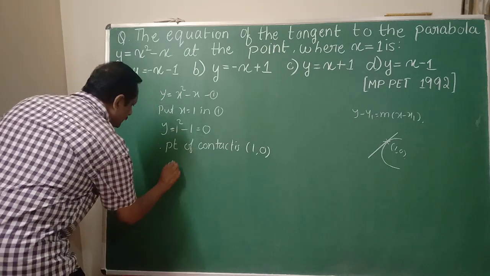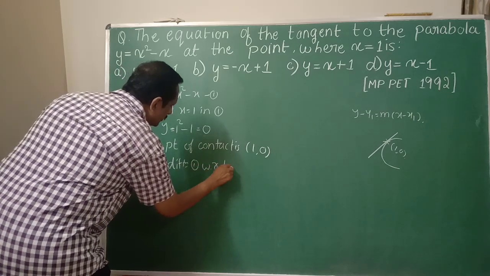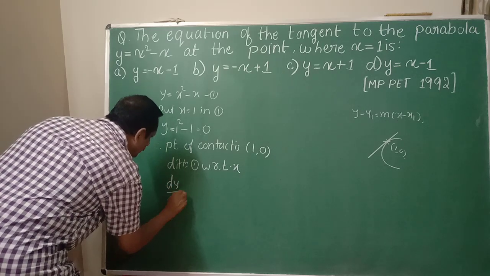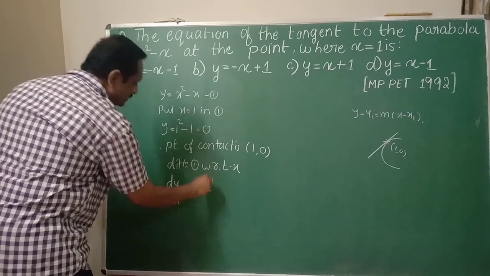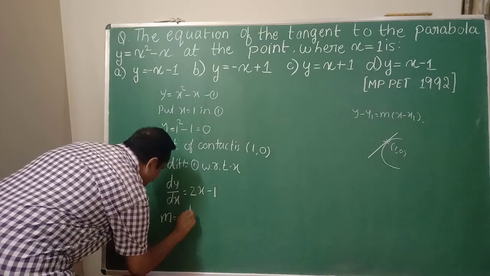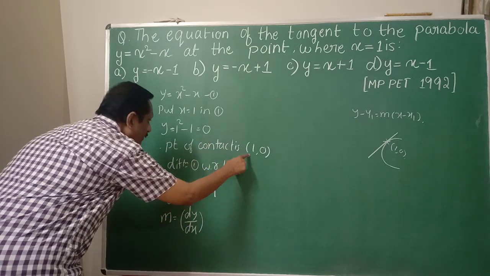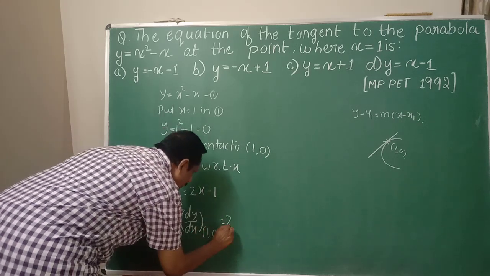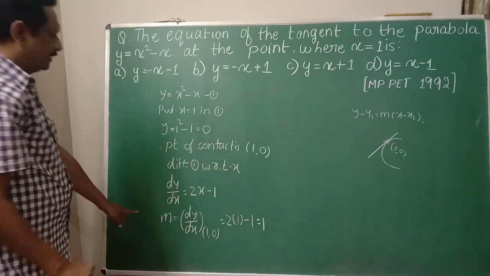Then we find the differentiation. So differentiating 1 with respect to x, dy upon dx: x square differentiation is 2x, and x differentiation is 1. Here you know dy upon dx always represents the slope of the tangent. So m is equal to dy upon dx at the point (1, 0). Put the x value 1: 2 into 1 minus 1, it is 1. So m is equal to 1.